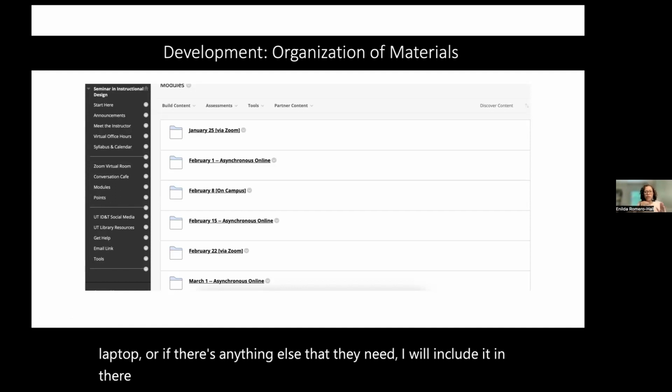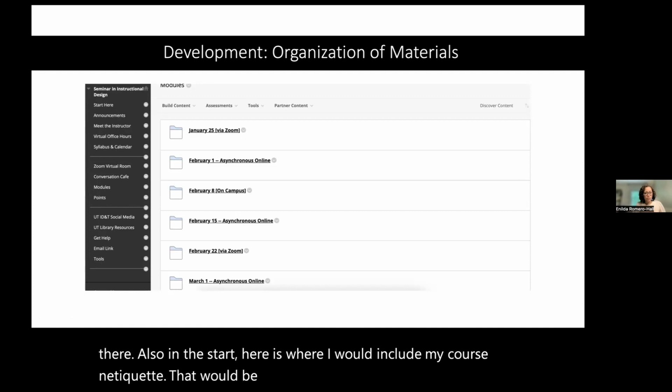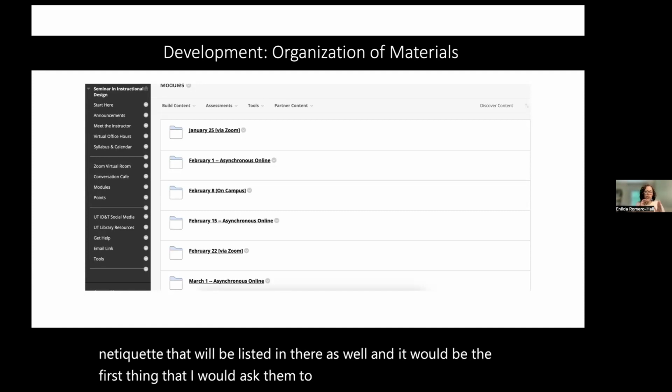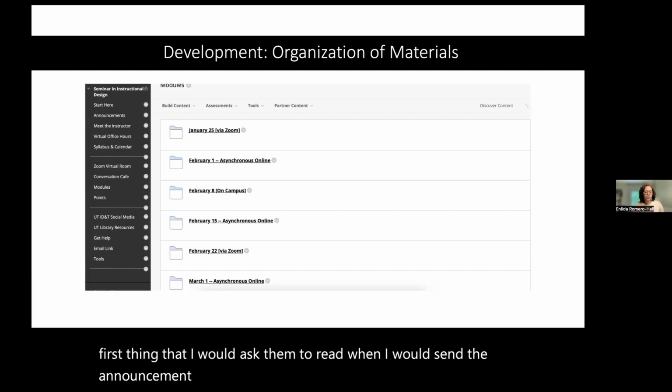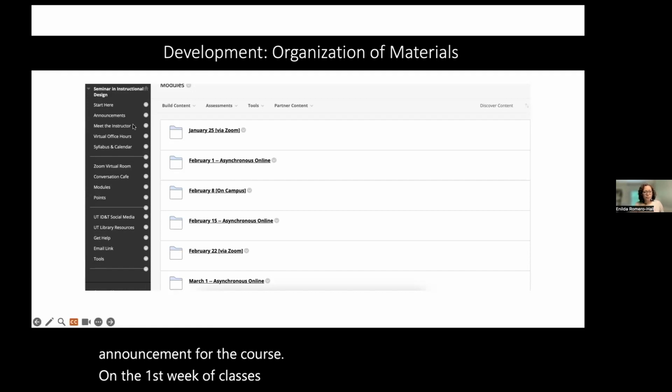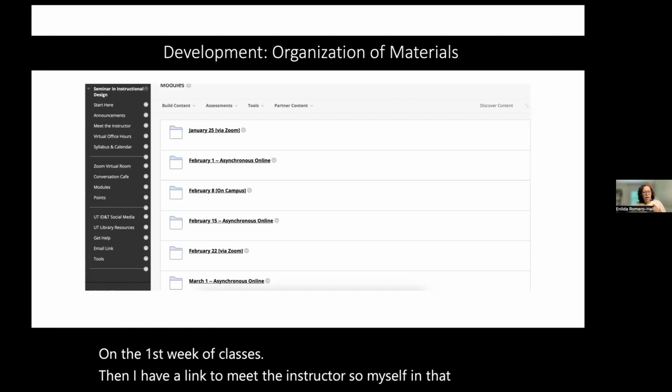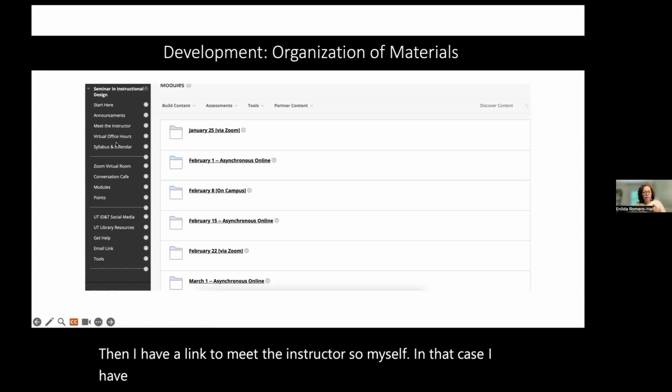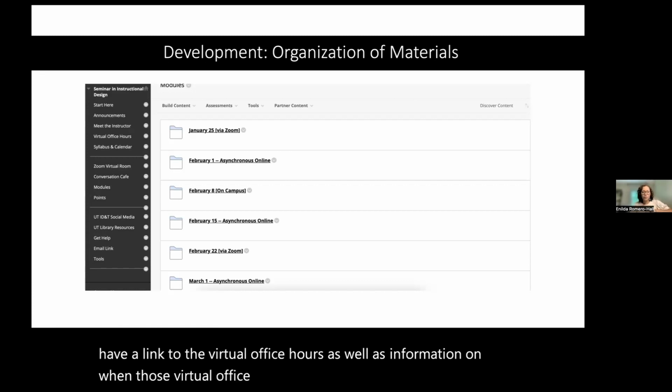Also in the star here is where I would include my course netiquette. That will be listed in there as well. And it would be the first thing that I would ask them to read when I would send the announcement for the course on the first week of classes. Then I have a link to meet the instructor, so myself in that case. I have a link to the virtual office hours, as well as information on when those virtual office hours occur.